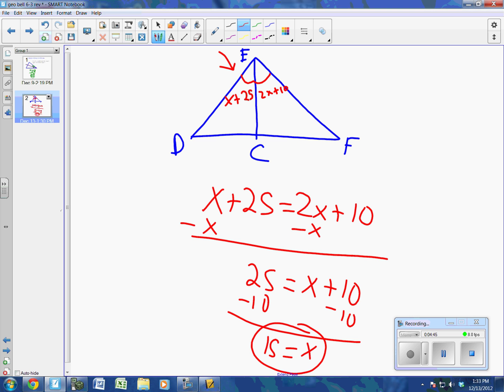Do you understand how we did that? And all we have to do is plug 15 in for x. 15 plus 25 is 40. So this angle is 40 degrees right here. That's all you have to do is plug it back into the equation. Okay? Any other questions? Ready to correct it?